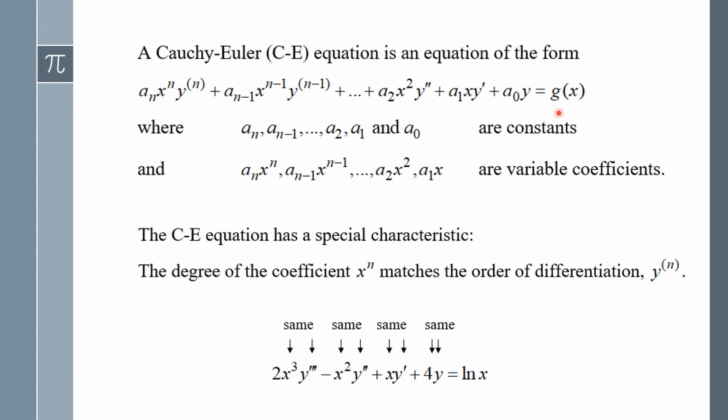So back to the general form of the Cauchy-Euler equation. You notice that if this is of degree n, then the order of differentiation is also n. If this is of degree n minus 1, the order of differentiation is also n minus 1. If this is of degree 2, the order of differentiation is also 2.